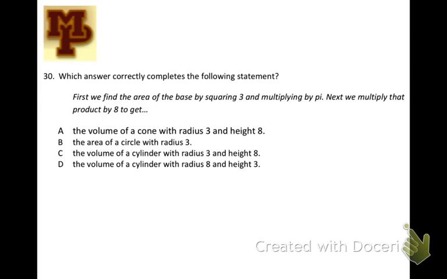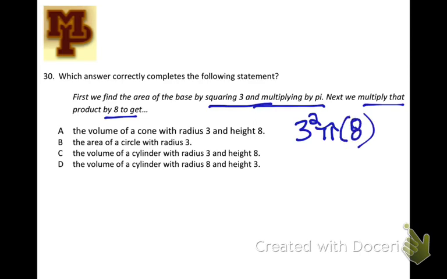All right, let's see what we got here. First we find the area of the base by squaring 3 and multiplying by pi. So you square 3, you multiply by pi, then we multiply that by 8. This is looking pretty similar to the volume of a cylinder. If you do pi r squared times the height, that would work.